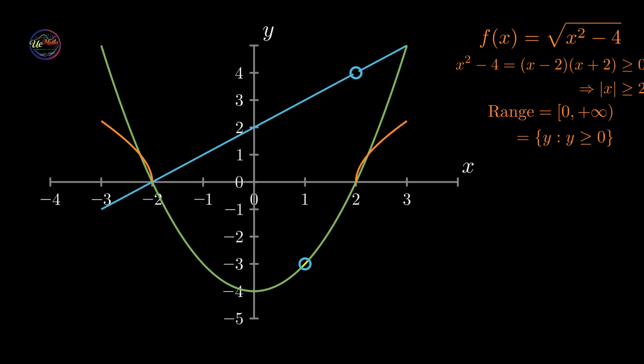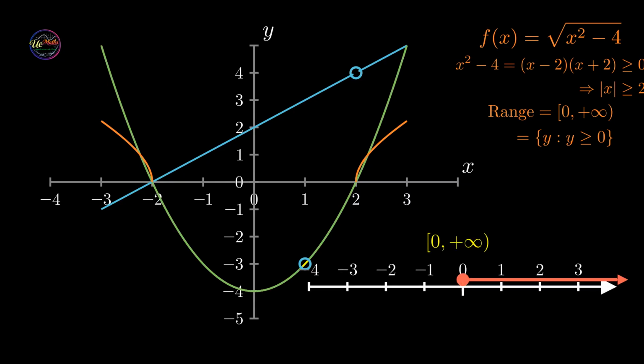For f of x equals the square root of x squared minus 4, the square root function always produces values greater than or equal to 0. At the boundary points, x equals 2 and x equals negative 2, x squared minus 4 equals 0. So f of x equals 0. As x moves away from these boundary points in either direction, the value under the square root increases. So f of x increases without bound. The range is the closed interval from 0 to positive infinity. Range equals the set of y such that y is greater than or equal to 0.